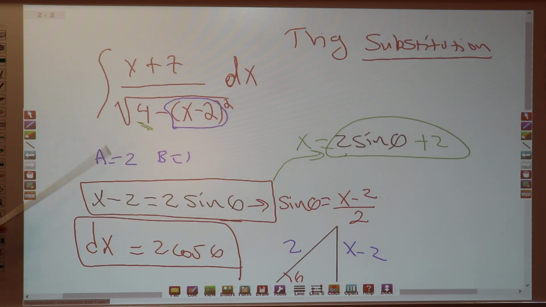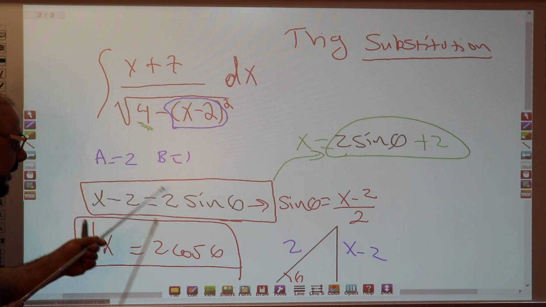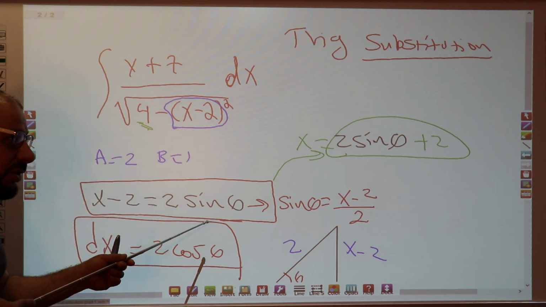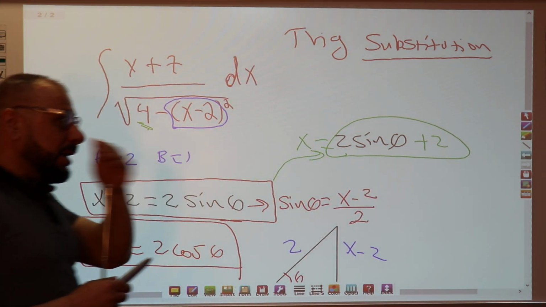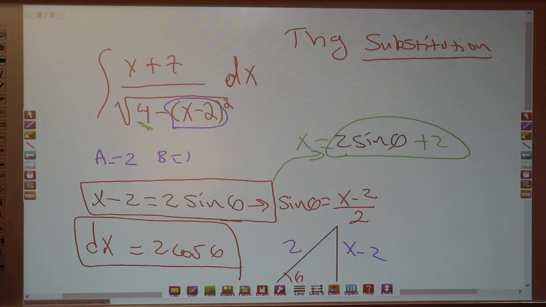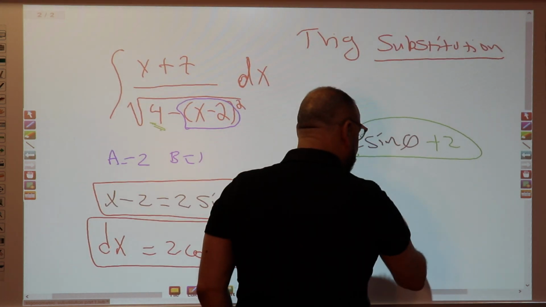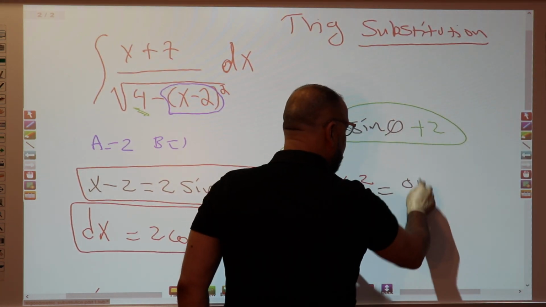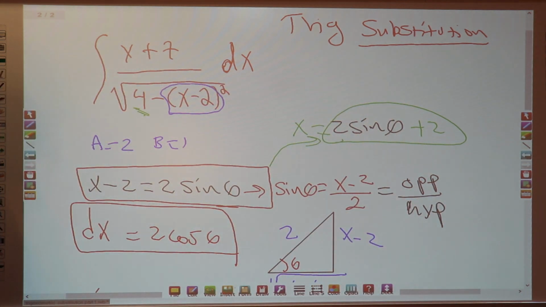I need what you understand from the first step. When I have a negative next to this, I use what? This trig substitution, the sine substitution, right? Good? Then I started it. After you make this, everything comes easy because dx equals 2 cosine theta d theta. And we solve this for sine theta equals (x minus 2) over 2, which is opposite over hypotenuse. Right? Good?